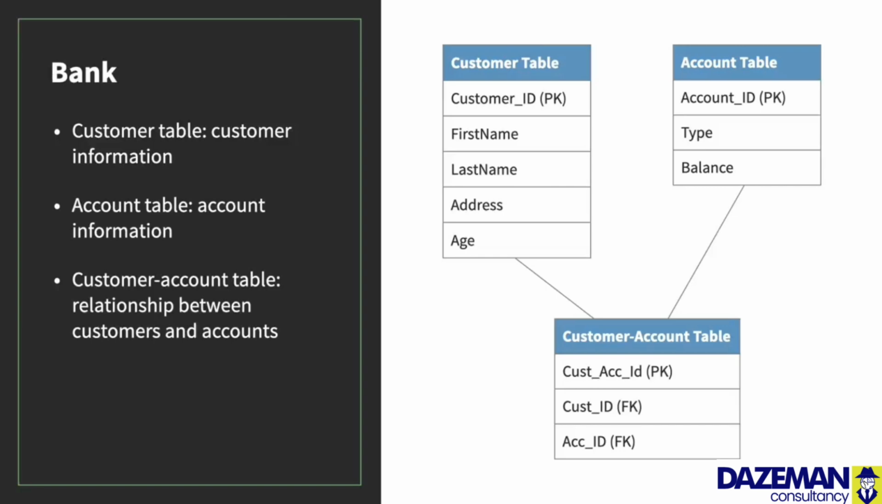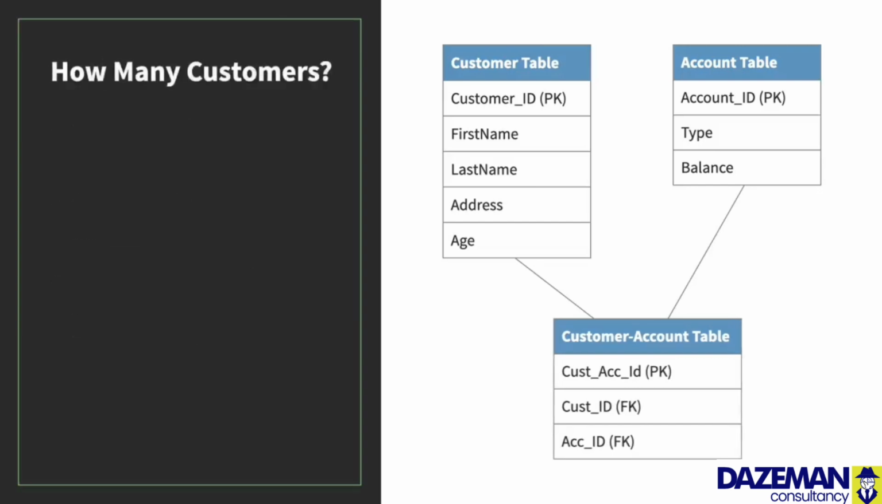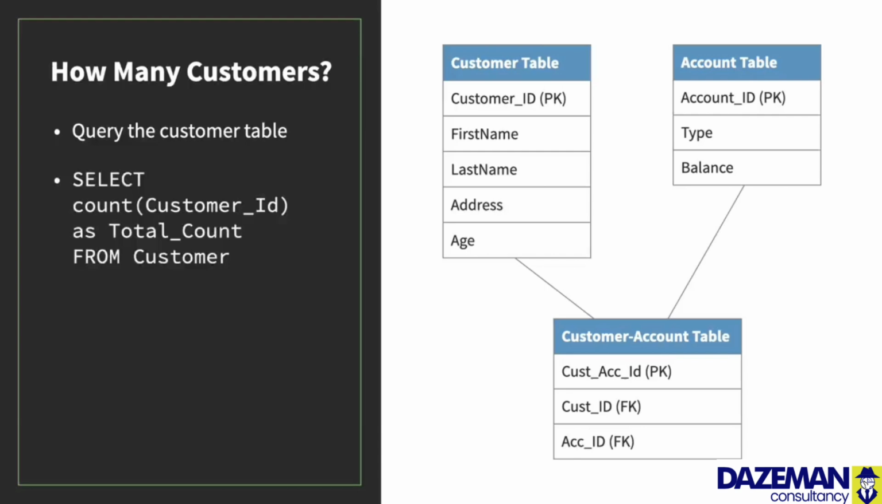Now, it will become easy for you to find out answers to the questions that couldn't easily be answered using the traditional approach. Questions like, how many customers does the bank have? All you would need to do now would be to simply query the customer table and count the number of rows in the customer table.